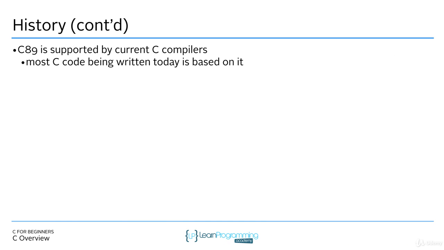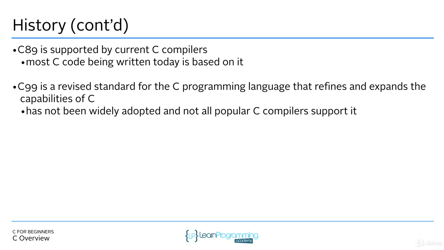I mention this because I want to tell you what standard we're going to focus on and tell you a little bit about the standards. C89 is the first standard, 1989. It's supported by almost all the C compilers. Most of the code you see out there today written in C is based on C89. It has the basic constructs. Each standard may have new features of the language, and that's another reason it's important. But C89, since it's the oldest, is the most widely used.